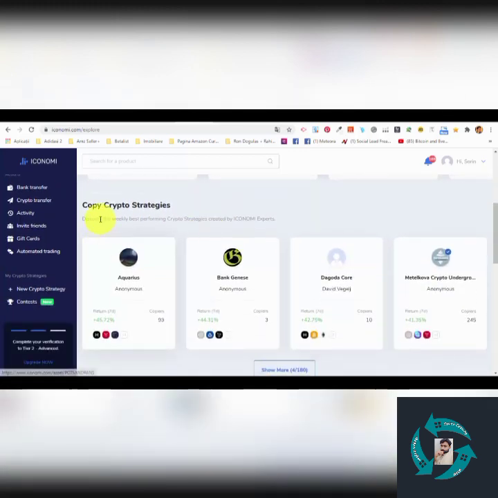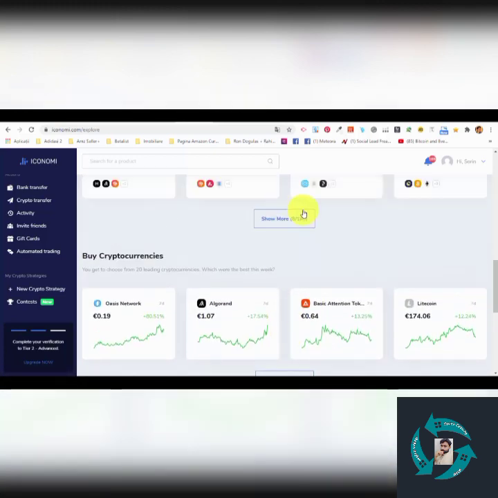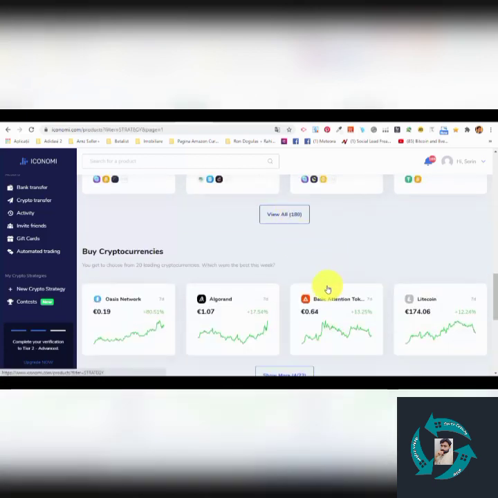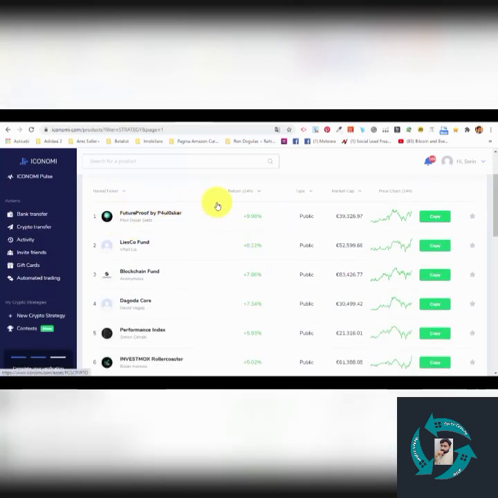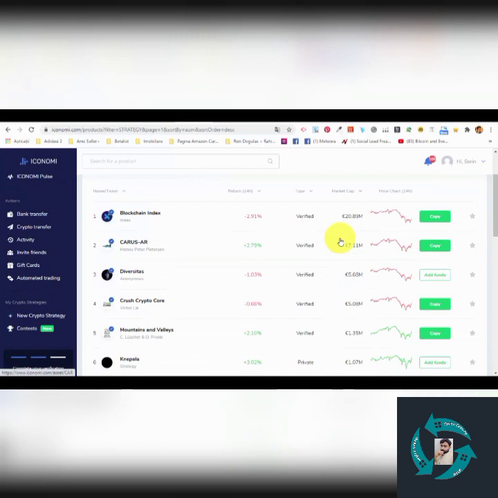Now if you want to see all of the strategies, you just scroll down. You see that there are around 180 strategies, and we can just check all of them. Okay, and we can see all of the strategies here. It shows the return on the last 24 hours and so on. Now what we are looking at is the market cap. Okay, if the market cap is high, you have big chances, in our opinion, that the strategy is better for the long term.